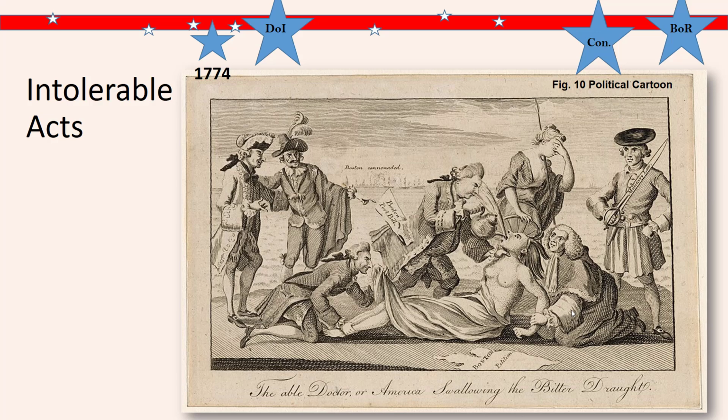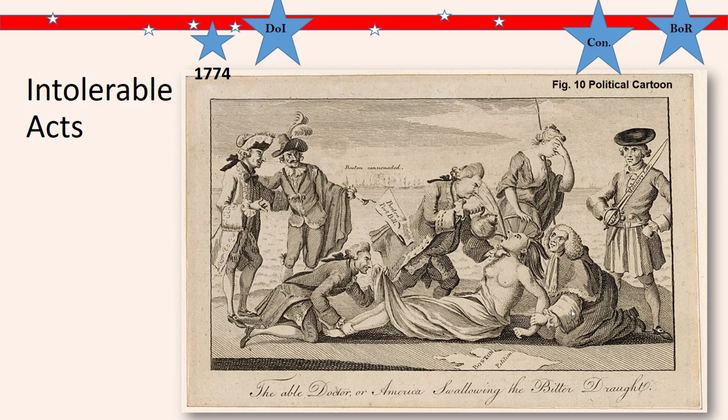It wasn't just that. There were other measures that were taken. For instance, a Quartering Act, which allowed, and this is something that ended in 1770 but was reinstated, the idea that British troops could be housed in the houses of colonists.